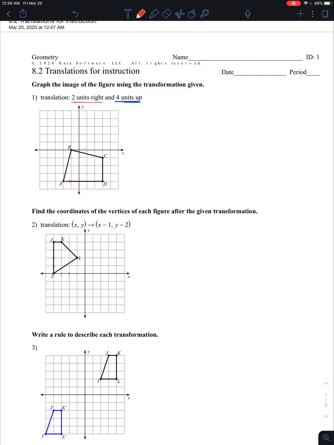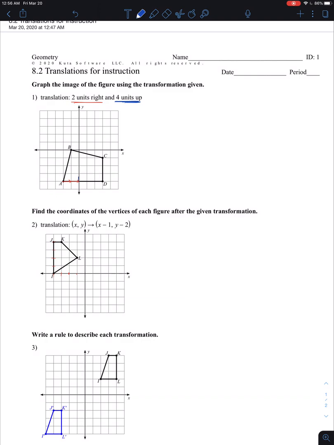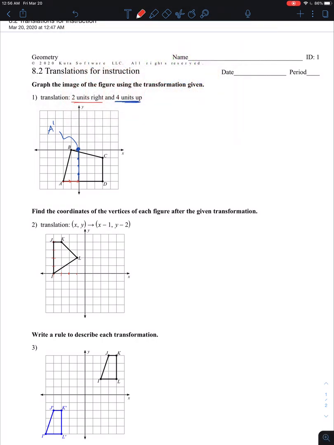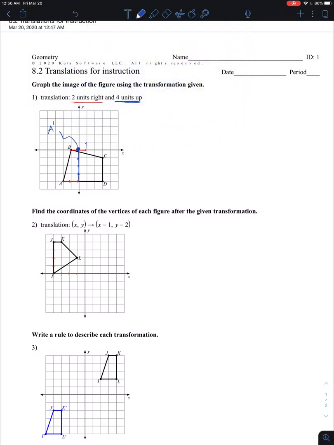So A is 1, 2, and B is 4 units, and it's up 4 units. 2, 3, 4. This is our new point. We're going to label that A prime. Let's do the next one. Let's do B. So B says 1, 2 units to the right, 4 units up. 1, 2, 3, 4. There's our point. We'll call that B prime because we're building the image, right?